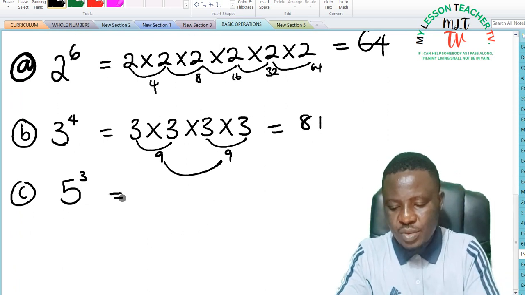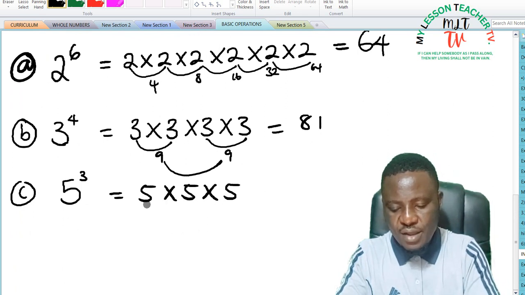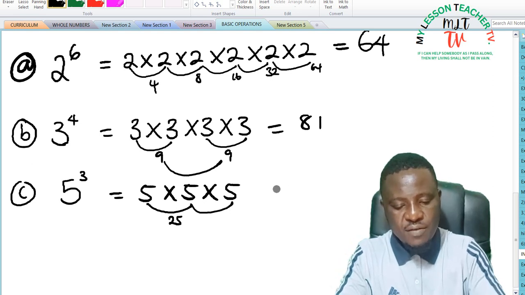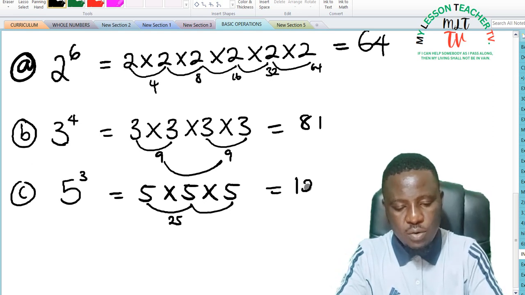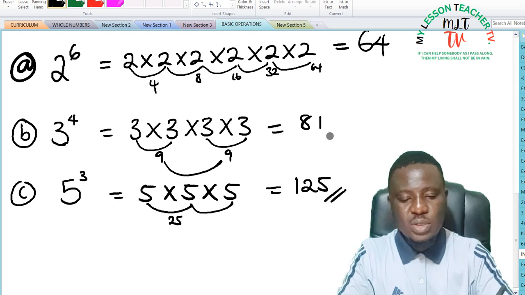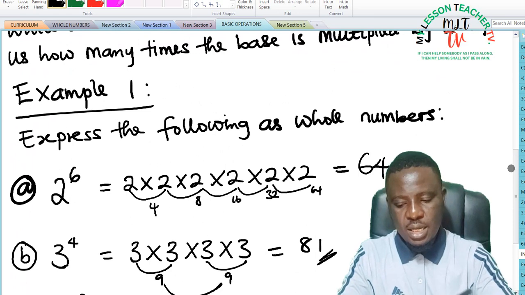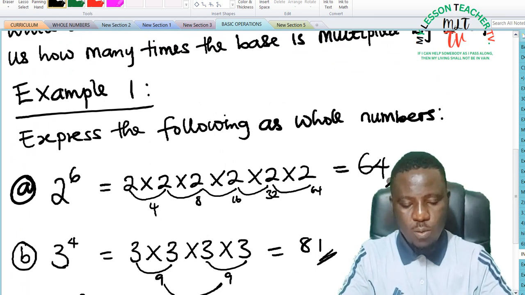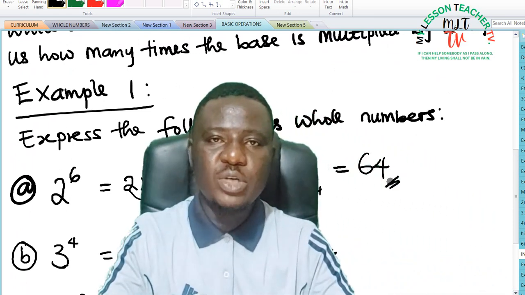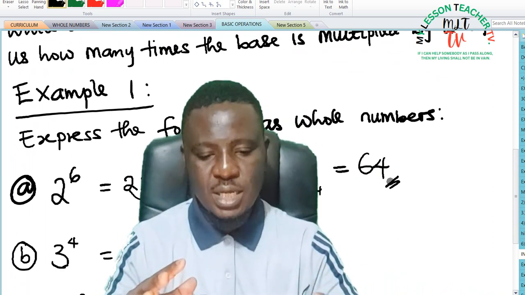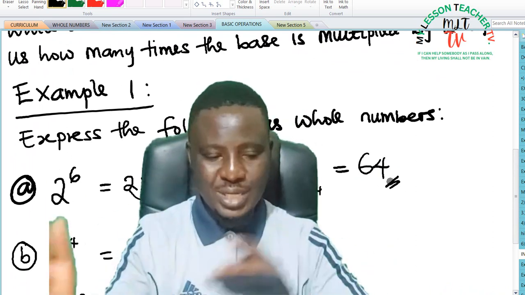While C, 5 to the power 3 can be expressed as 5 times 5 times 5. 5 times 5 is 25 and 25 times 5 gives us 125. So this is how you can express index numbers as whole numbers. In our next class, we shall look at how to express whole numbers as index numbers.